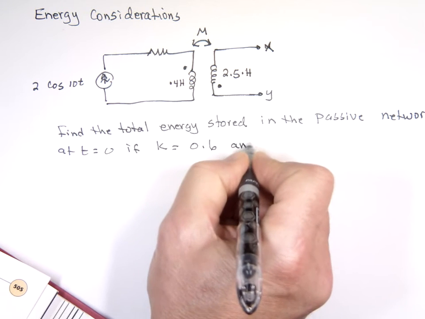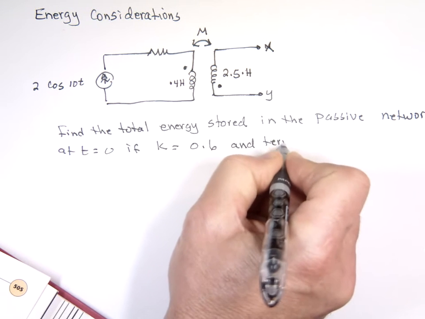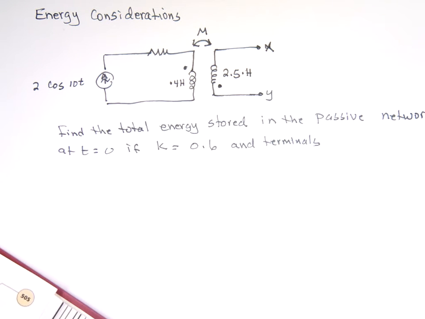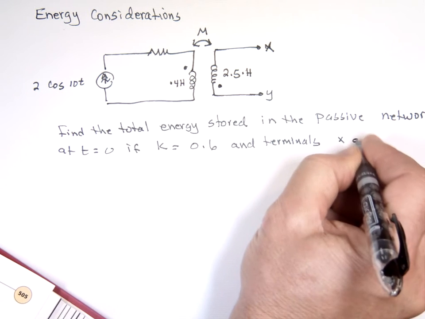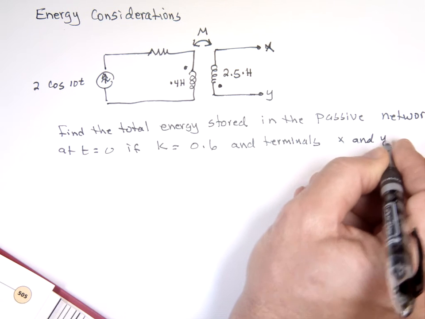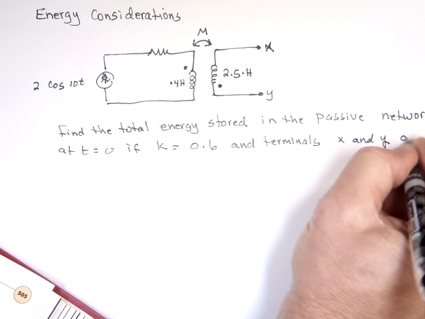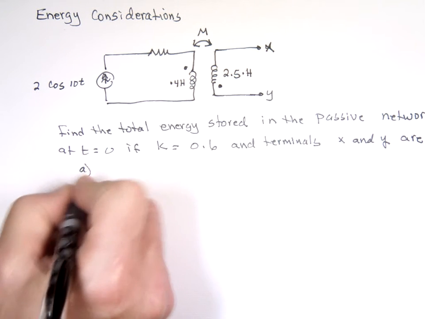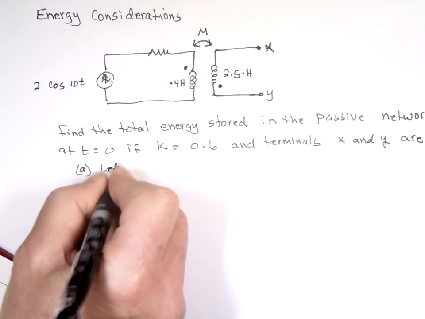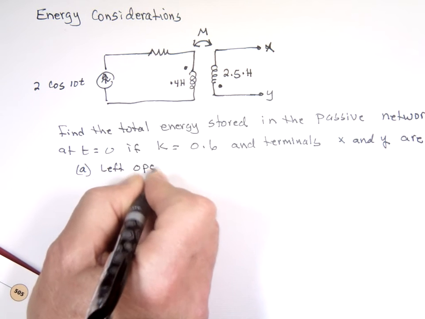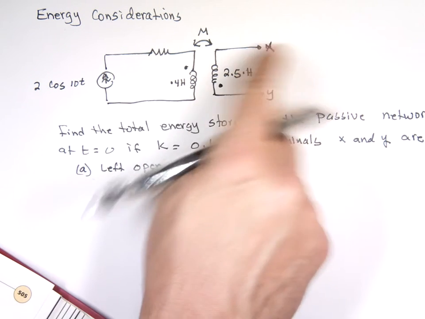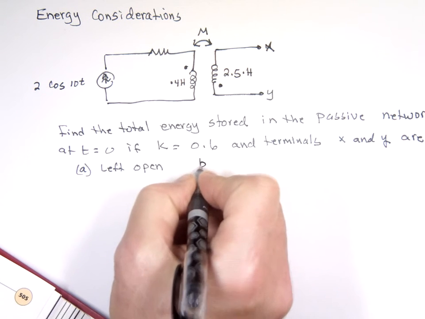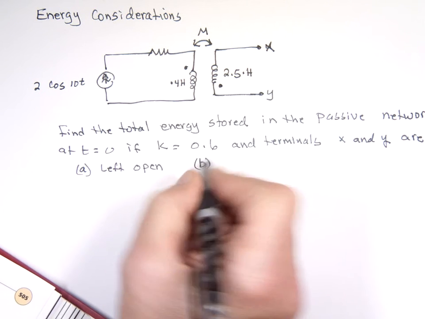And terminals X and Y are, option one here, left open. That means there's no I2 coming in. And option B, short circuit.